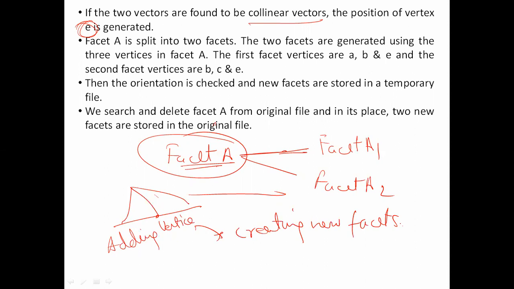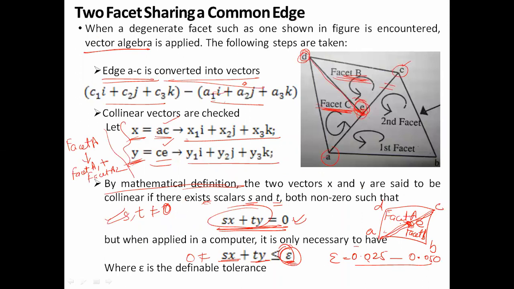This vector algebra check is done for all the facets, and wherever this condition is not satisfied, the problem of degeneracy is said to be eliminated.